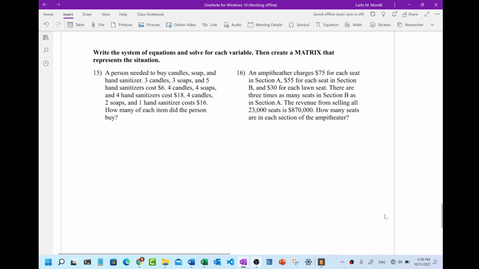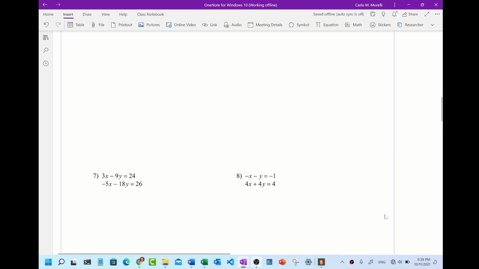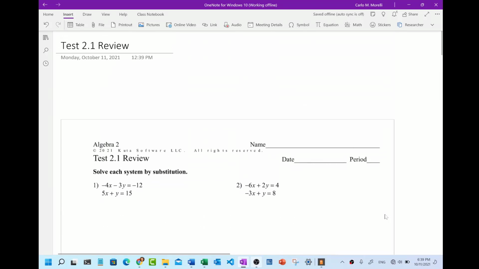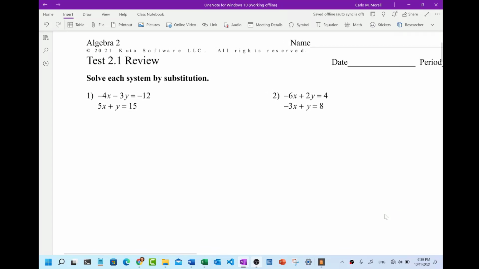Okay, now on numbers 15 and 16, we'll make use of some technology. I don't have the ability to emulate the TI-Nspire installed on this computer, so we'll use MathWave for that, but I'll show you that when we get to it.